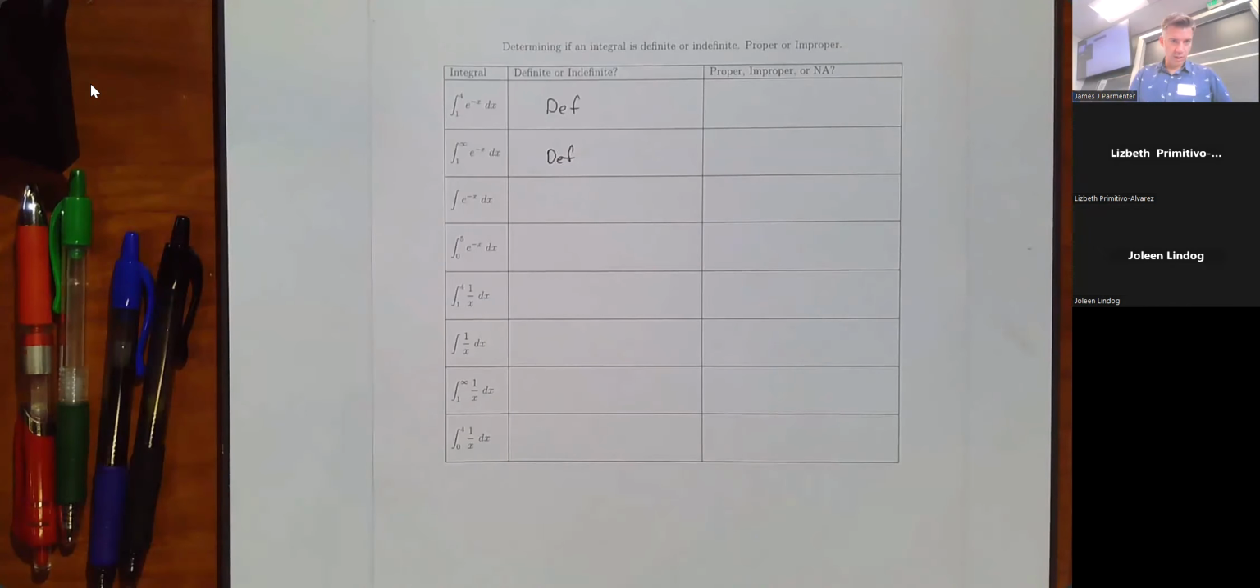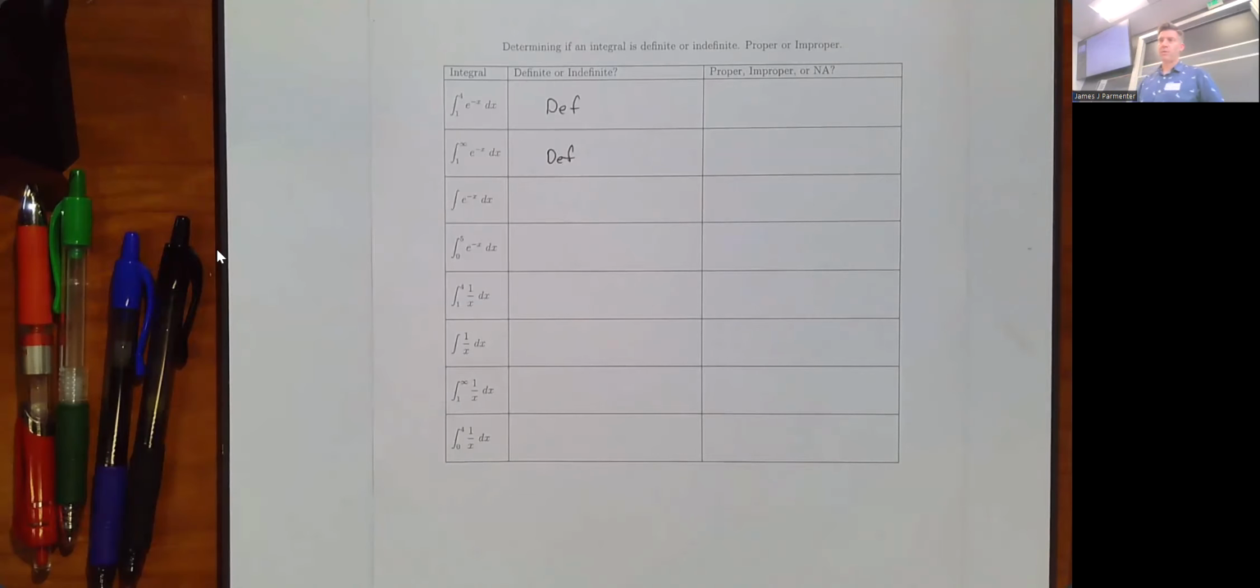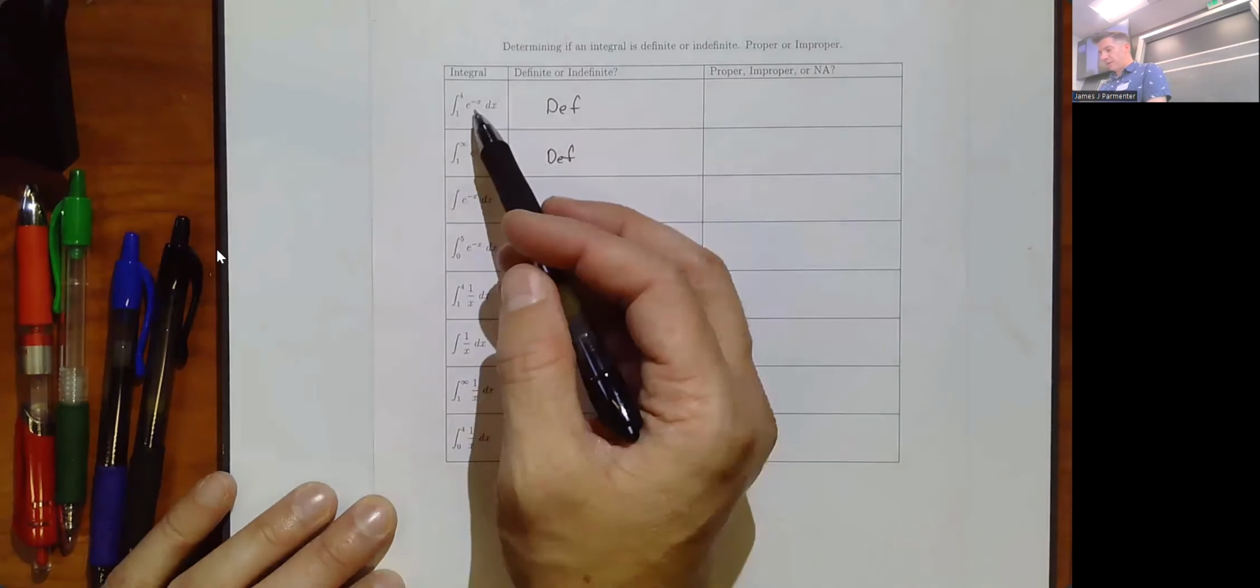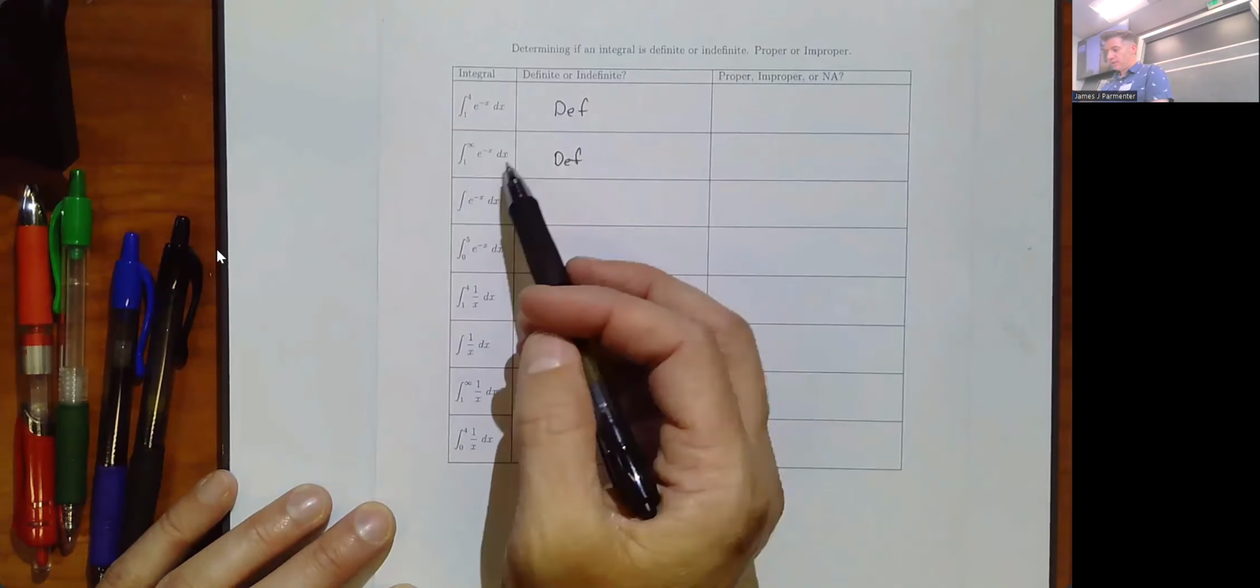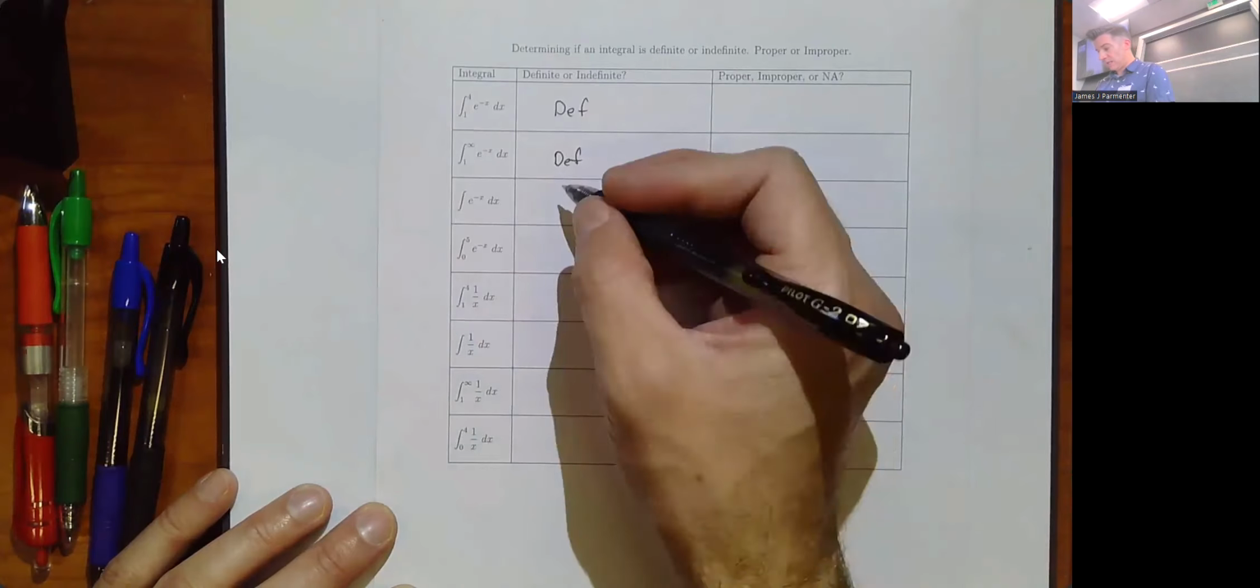Elizabeth and Jolene were just filling out this handout, which I will also post on Canvas if you would like to have a copy of it. So far we've said that this integral is definite. This integral is definite. This next integral is indefinite.